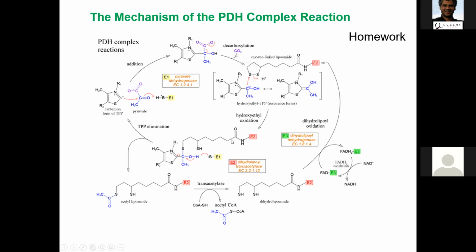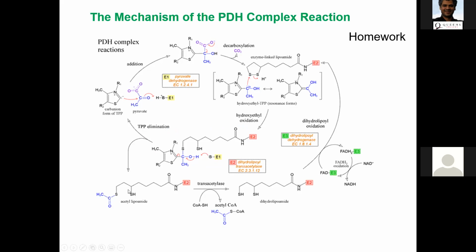So once you have that complex, you can see it's a tetrahedral species. A base will actually pick up a proton from that complex, and you can see they're doing arrow pushing in such a way that they're able to release or eliminate thiamine pyrophosphate. So you can redo that reaction again and again.